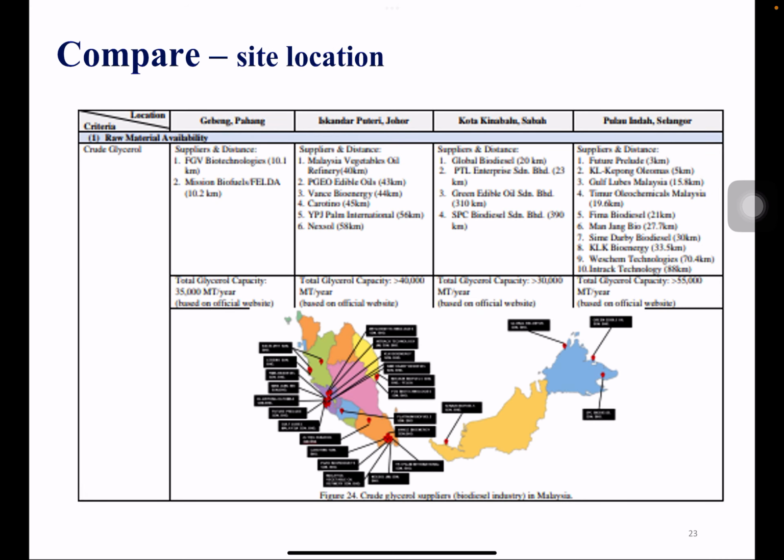Next, coming to the site location. For site location, you can also select different locations to build your plant and compare them in terms of various aspects. For example, availability of the raw material. Is the raw material available closer to the site that you have chosen to construct your plant? Okay, this is very important.